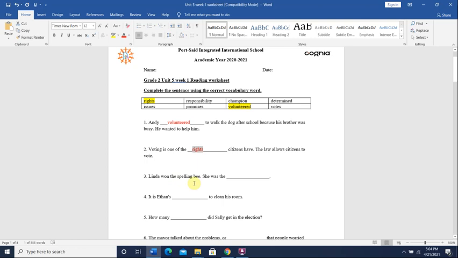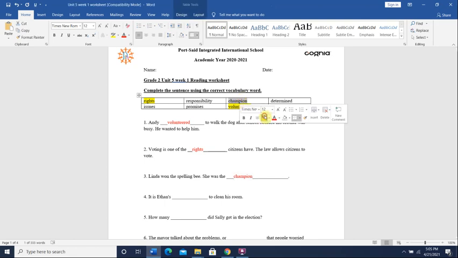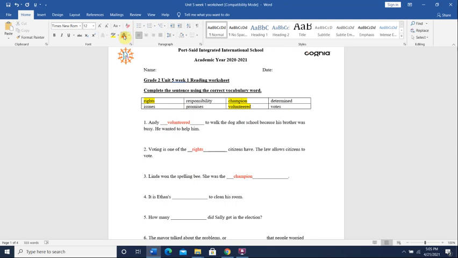Linda won the spelling bee. So Linda was the winner of the spelling bee. She was the champion, because she won the spelling bee. It is Ethan's blank to clean his room. Issues, responsibility, promises, determined or votes? His responsibility. It's his duty or his job to clean his room.